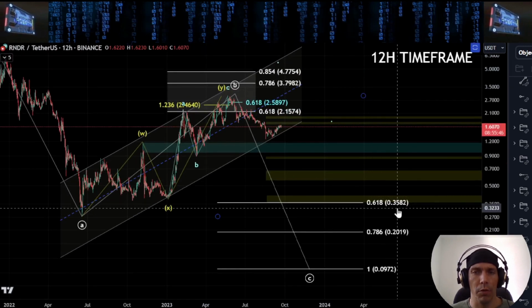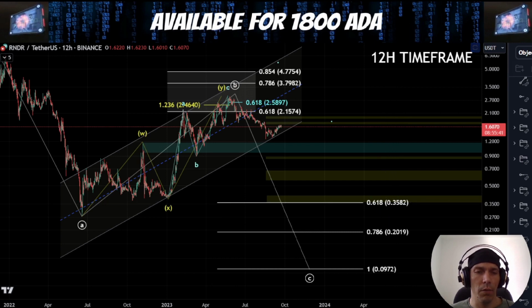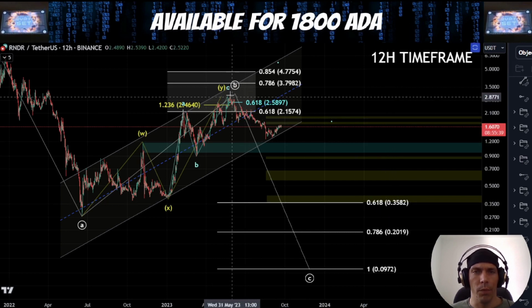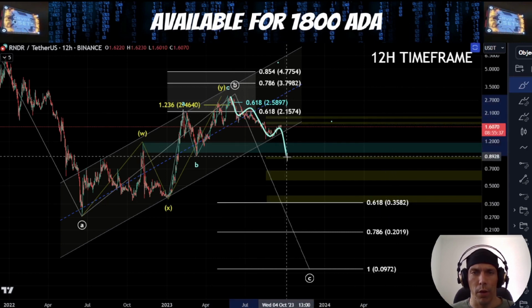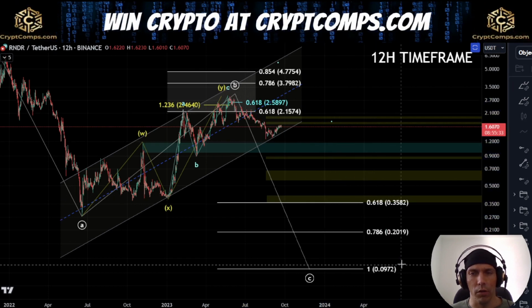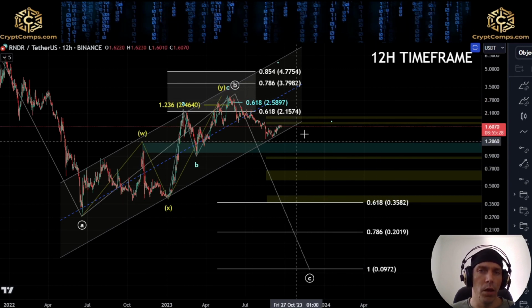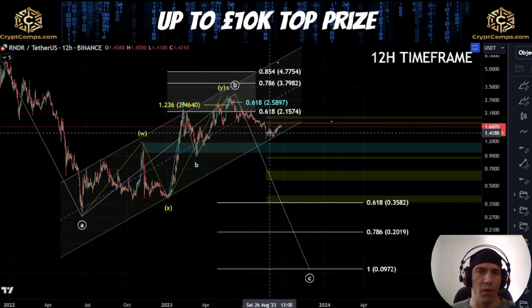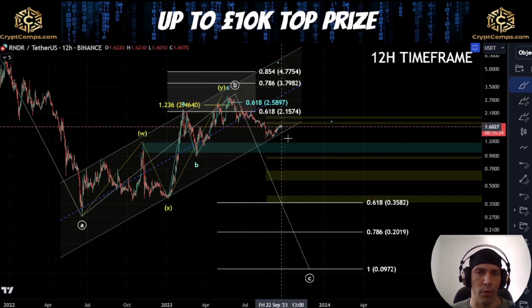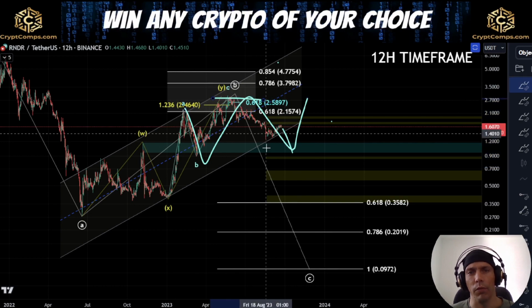The minimum requirement we'd be looking for would be this 3582 here for this C wave, and what I'd be looking out for is the potential that if we do form 5 waves here, we could then get 3 waves back up and then see continuation to the downside. 1-to-1 would be at this 0972 level. So we need to be very careful of this potential here, that if we do complete a 5-wave move down here, if this is a flat, we want to see price move back above these highs.